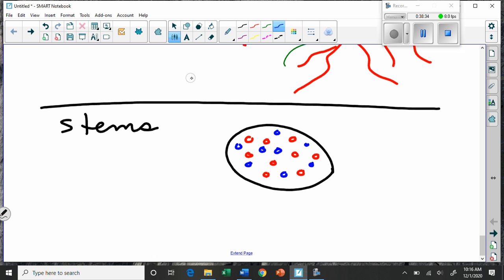Let's see, what color here? How about this color? All this area in between. It's also made up of cells. All these are cellular structures. But these are the supporting cells that support the vascular tissue. There's two kinds of stems.